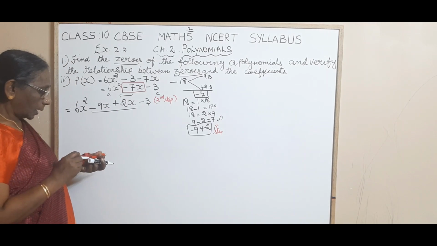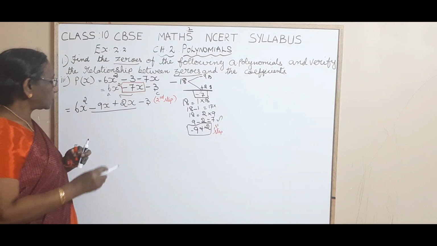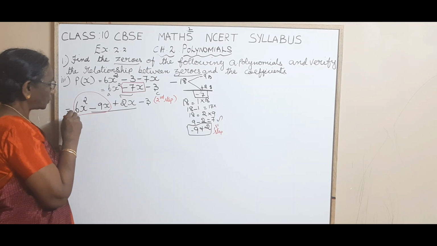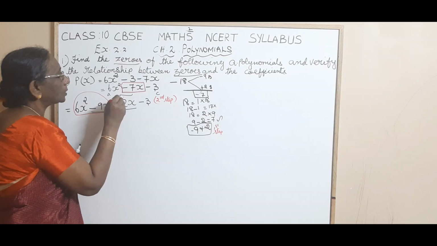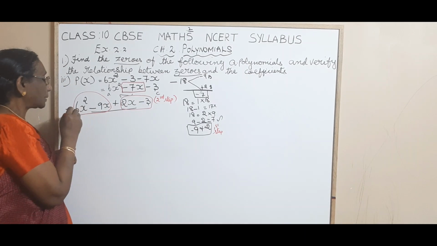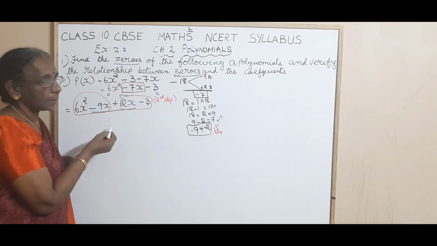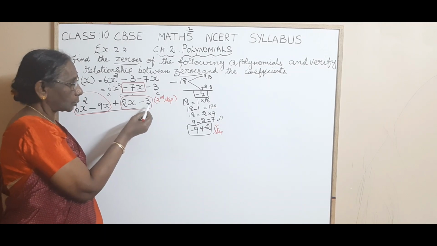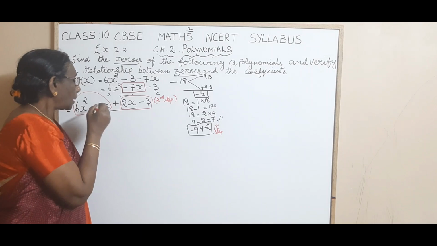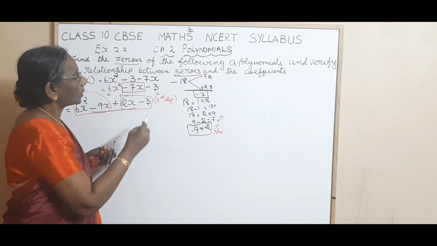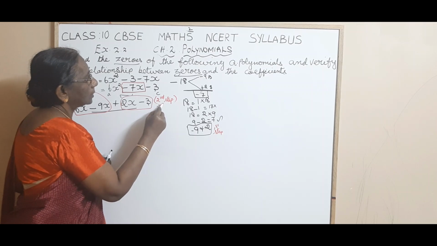Now the next is the third step. What is the third step? You have to group them into two twos. You arrange them in two groups, so the first group contains the first two terms and the second group contains the next two terms. Grouping is the third step.